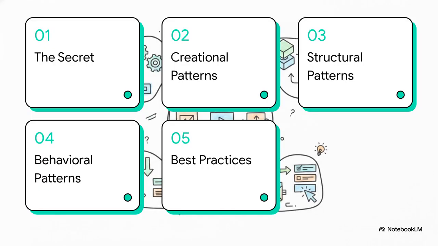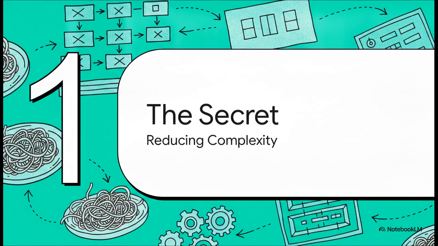Here is our roadmap for today's Explainer. We'll start with the secret to great software, then dive into building objects right with creational patterns, assembling the pieces with structural patterns, and coordinating communication with behavioral patterns. Finally, we'll wrap up with some best practices and pitfalls. All right, part one, the secret to great software and how we actually go about reducing system complexity.